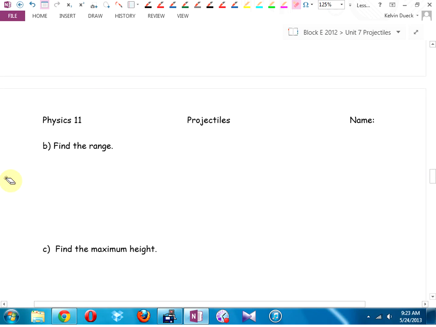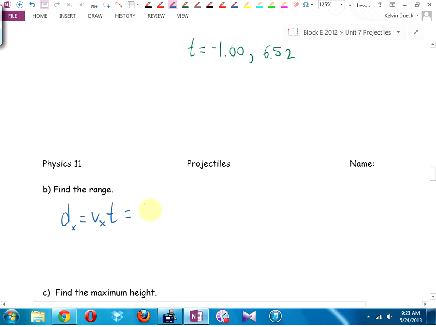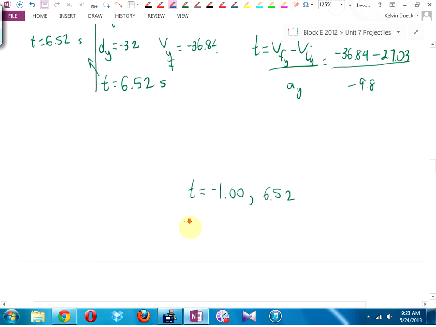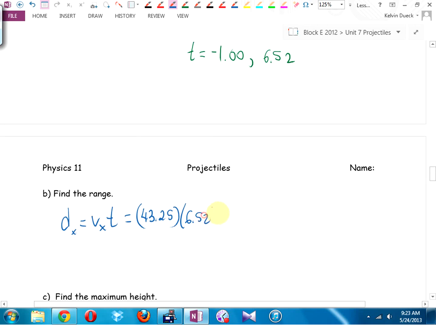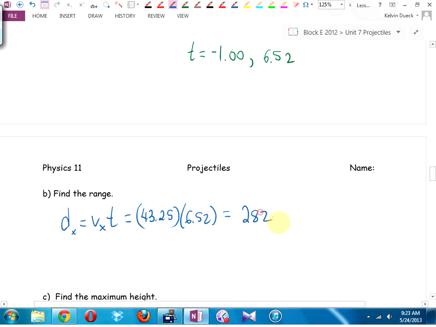Oh, here we go. Find the range. Is that on the next page for you guys? Okay. dx equals vxt. Well, I got to scroll back. What was Vx? 43.25. T, 6.52. 43.25 times 6.51791, and so on. I get a range of 282 meters.